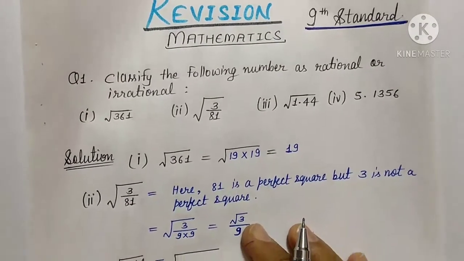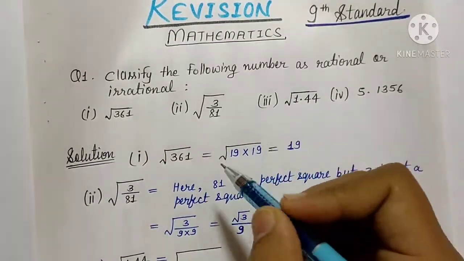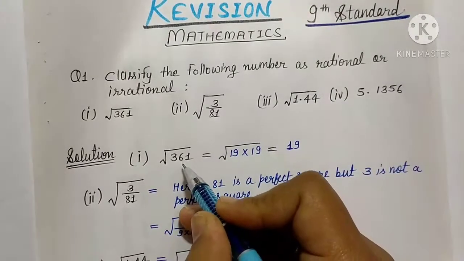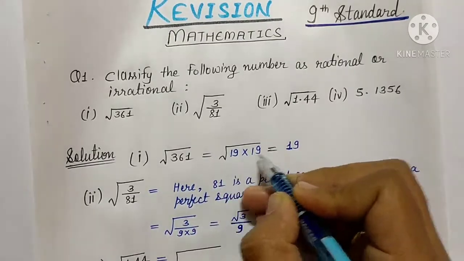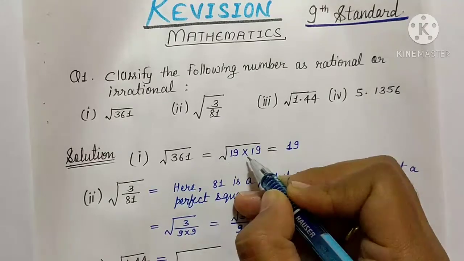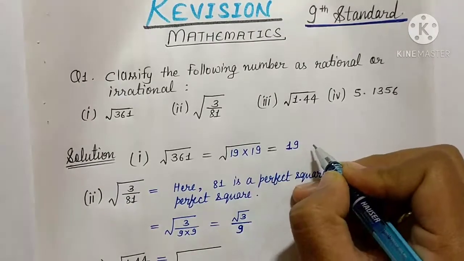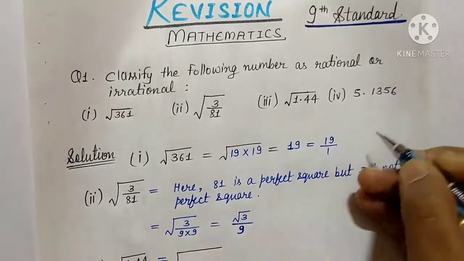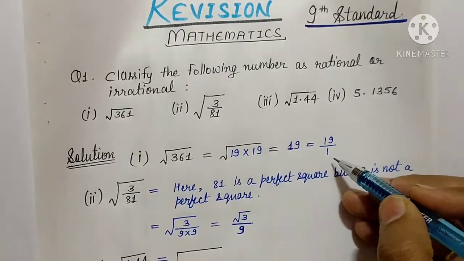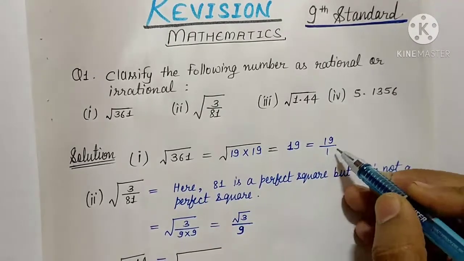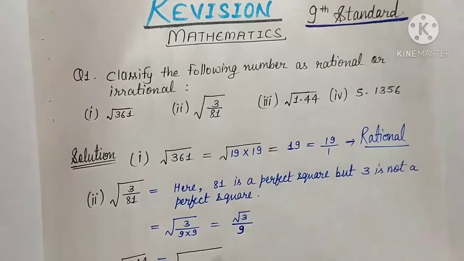So let's see. First number, 361. As we know the square table, and we know that if we multiply 19 by 19, we will get 361, because 19 square equals 361. So what is the square root of 361? 19. So 19 into 19, we got one pair. Out of that, one digit will come outside, so 19 is coming outside. So now it is 19, which we can write as 19 upon 1. So here you can see the rational number rule, that a upon b form, yes, it is in a upon b form, where b is 1, it is not equal to 0, and both are integers, therefore it is a rational number.